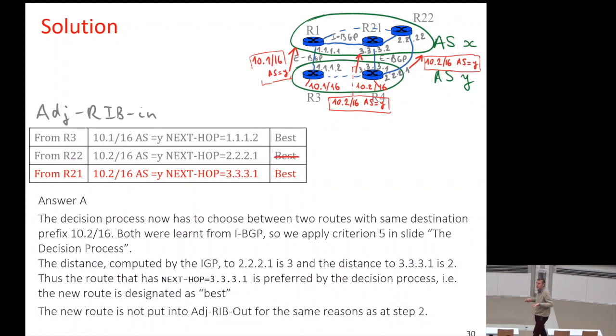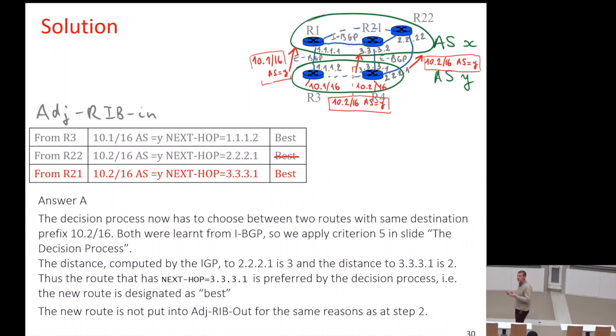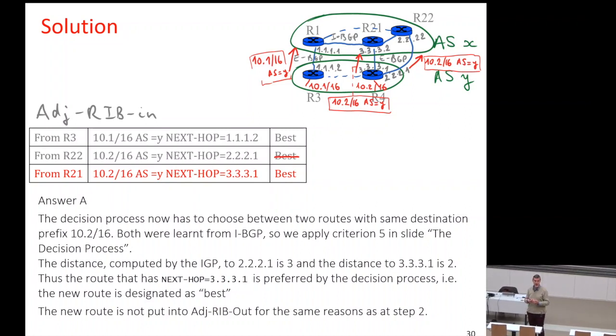And one of the rules which makes sense is, if you don't know which of the two next hops to choose because all other criteria are the same, choose the one that is closest in the sense of the distance computed, for example, by OSPF. That's called the IGP distance.